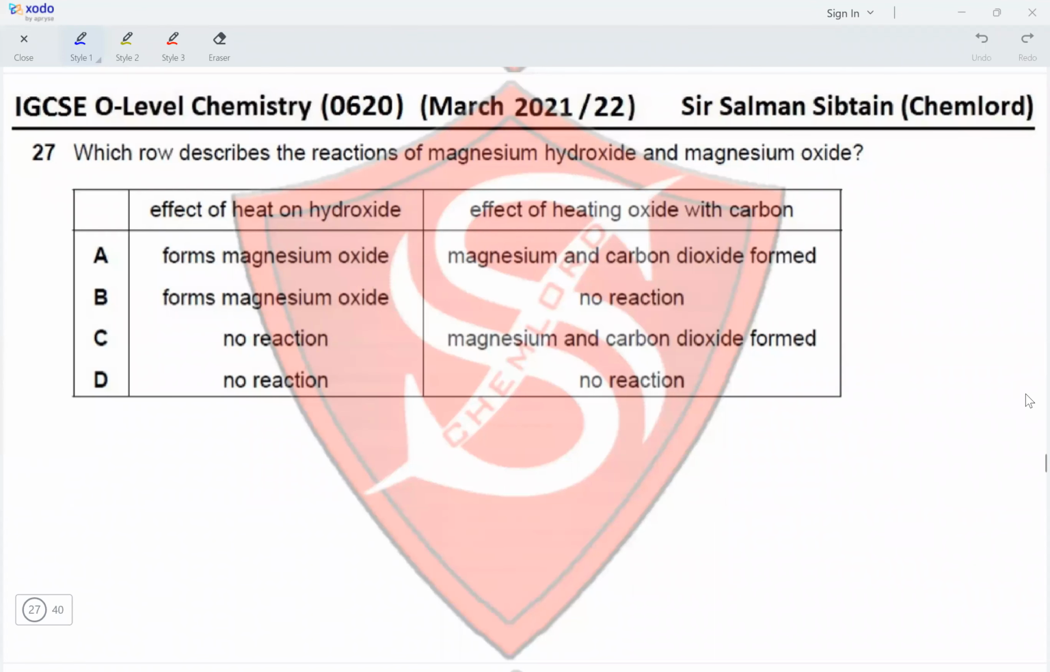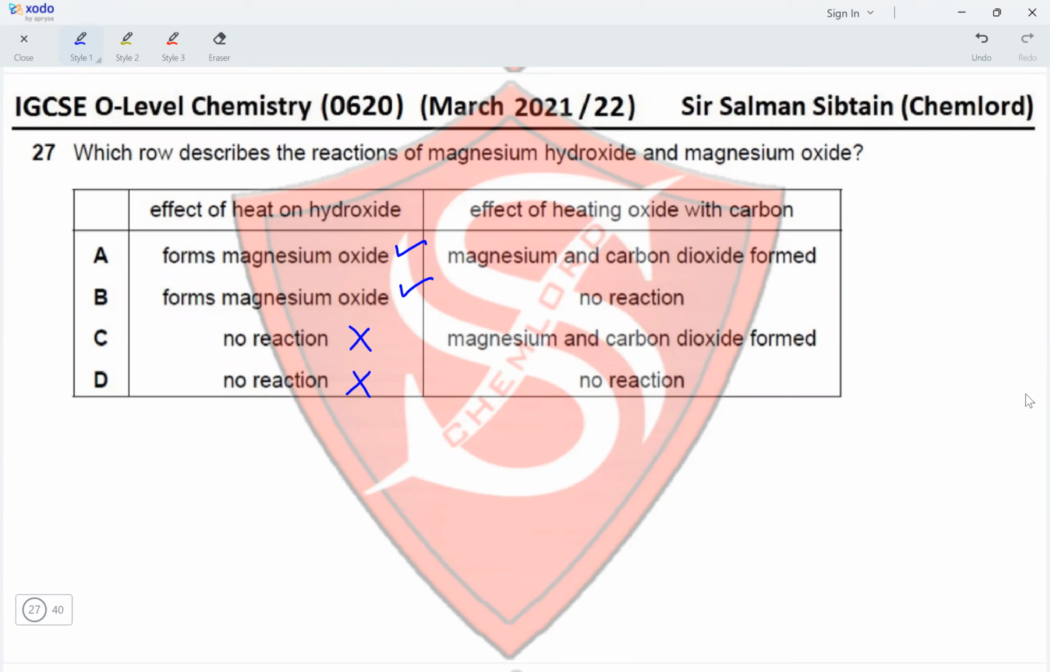Question 27. Which row describes the reaction of magnesium hydroxide and magnesium oxide? So, effect of heat on hydroxide. Magnesium oxide will not be affected. Magnesium hydroxide will decompose to form magnesium oxide. So the effect on hydroxide is that it forms magnesium oxide, eliminating options C and D.